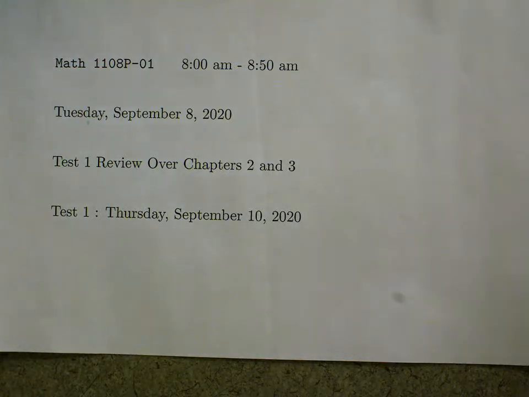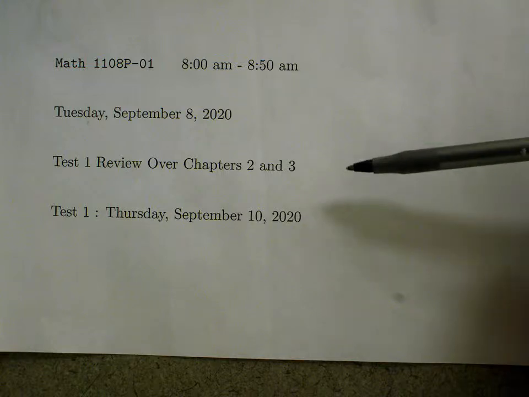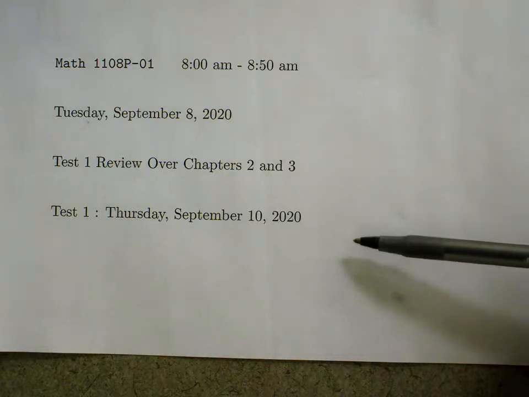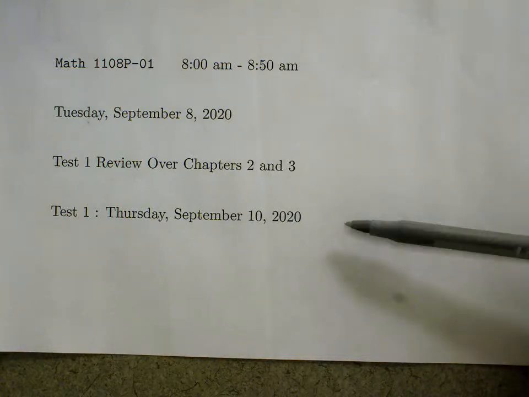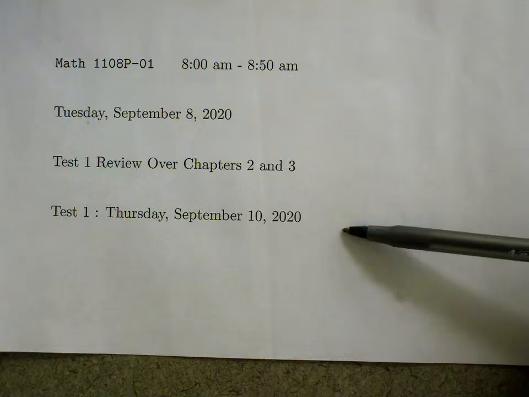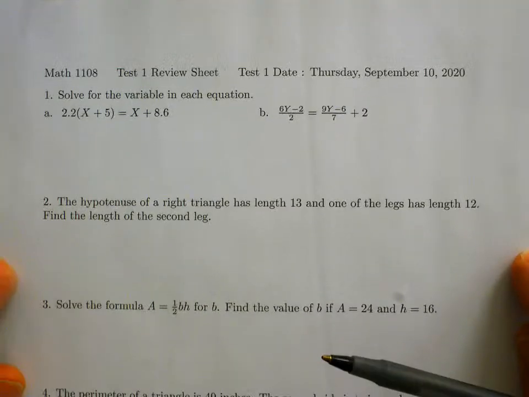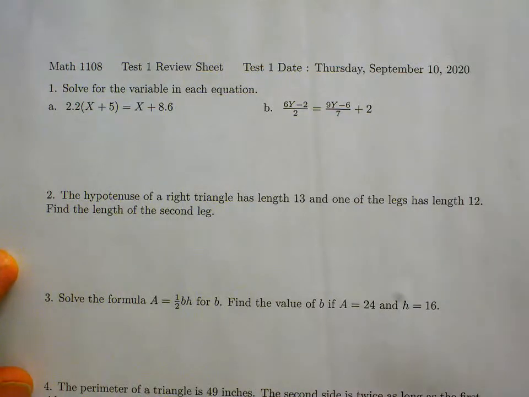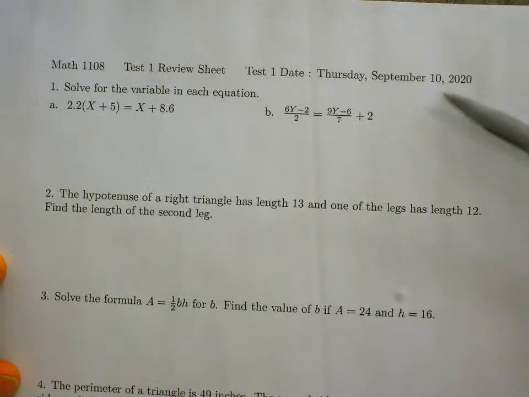Okay, it's time to start. Today and tomorrow, we'll go over the test one review sheet. That's over chapters 2 and 3. And then remember, test one is on Thursday. It will be Zoom proctored, and you'll be able to start the test a few minutes before 8 o'clock if you want to. On page 1 of the test review sheet, we'll start with number 1. I'll just do part A for now, and if there's time left, we can go back to part B.